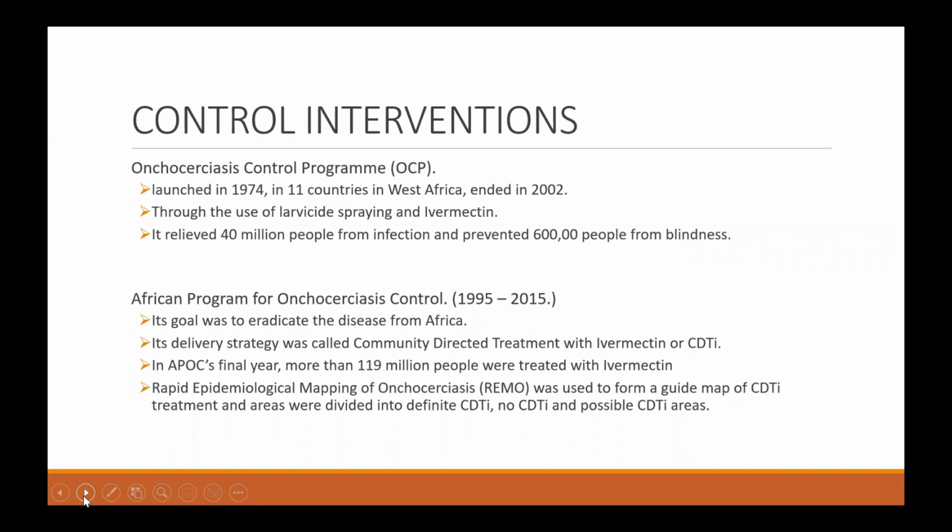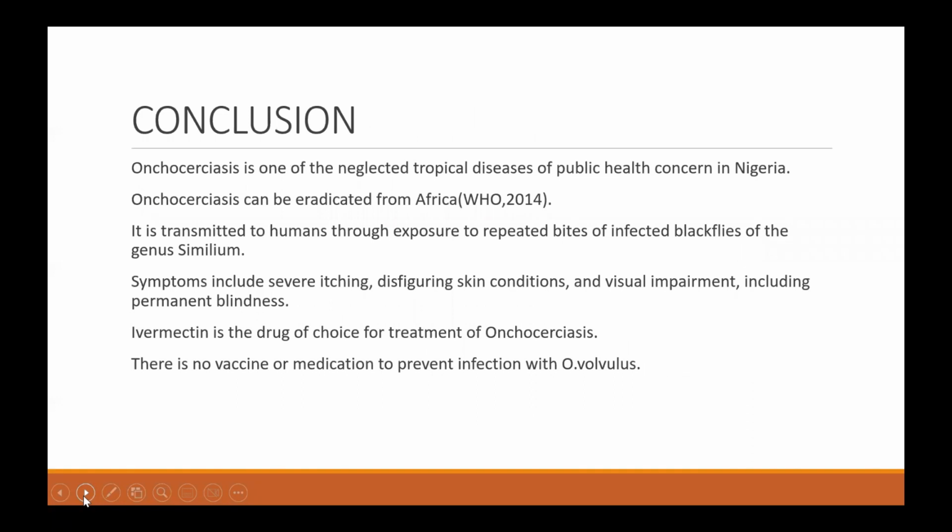And there have been several control programs to eradicate the disease from Africa. They have been successful to an extent, but have not been able to completely eradicate the disease, but have reduced the burden of onchocerciasis. So we need to do more. We need to have more mass drug administration programs to further reduce the prevalence of onchocerciasis and to work towards elimination of the disease. So in conclusion, onchocerciasis is one of the NTDs of public health concern in Nigeria.